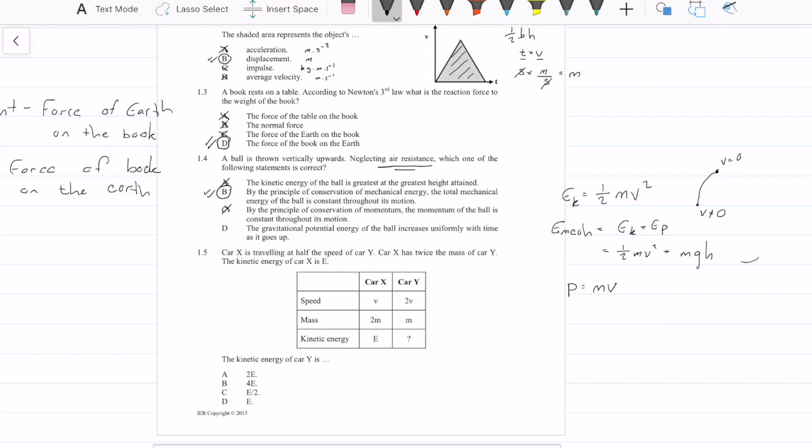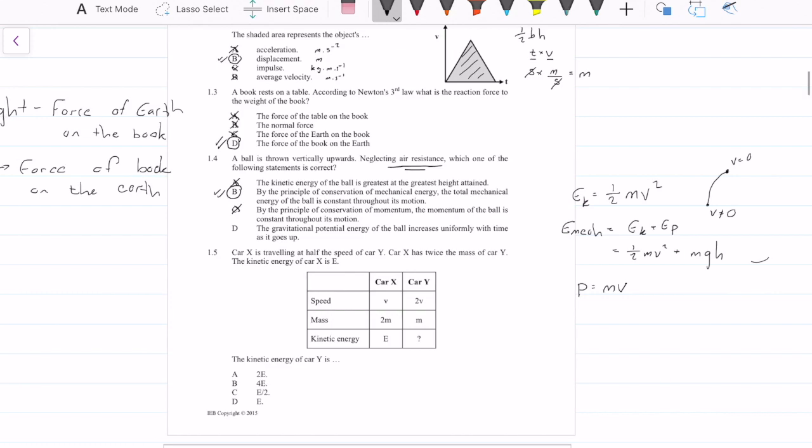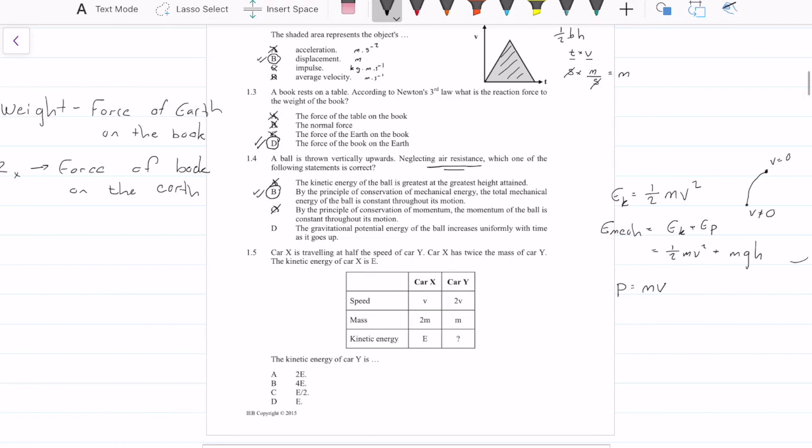And if we look at the last one, the gravitational potential energy of the ball increases uniformly with time. So this may sound correct, but if we look at Ep is equal to mgh, mass is a constant, g is a constant, and the only thing we have changing is h. So the gravitational potential energy of the ball increases uniformly with height, not with time.